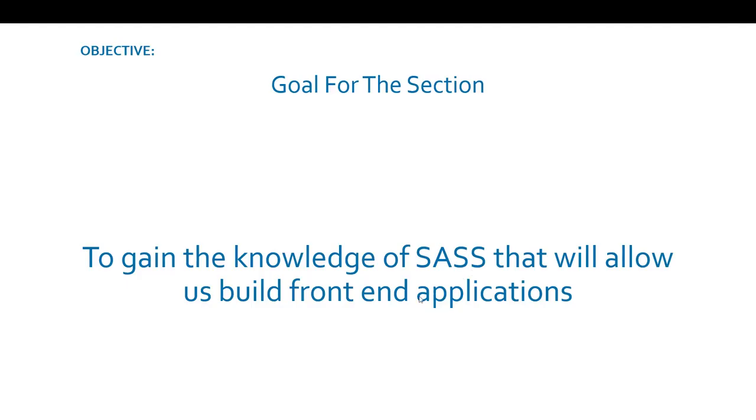So what is the goal of this section? What is the objective we want to achieve after completing this section? After completing this section as a student, you should be able to gain the knowledge of Sass that will allow us to build front-end applications. So it's part of the front-end stack, Sass. What we want to do is to give an overview, just to run down through Sass and see how we make use of it when building large-scale applications.